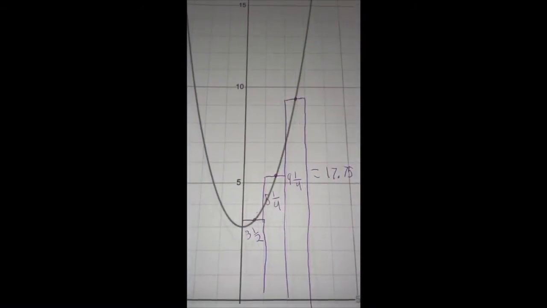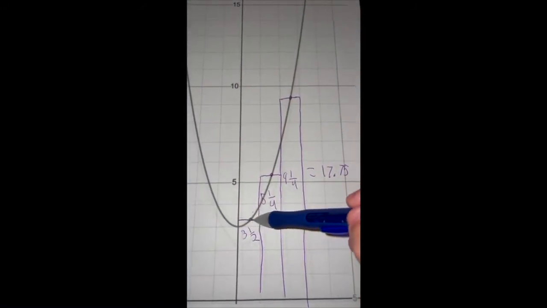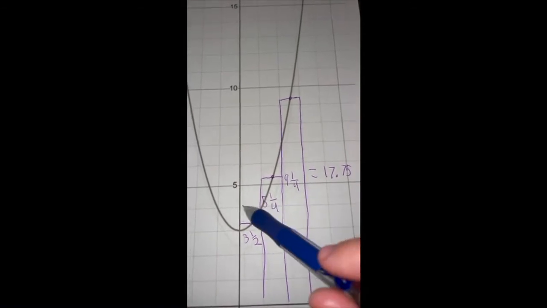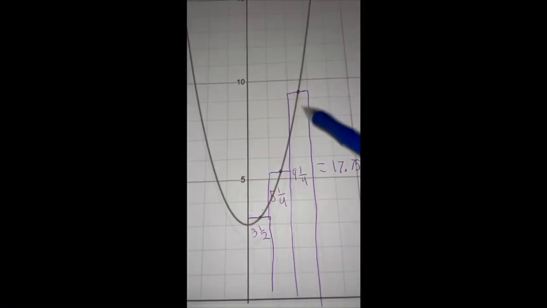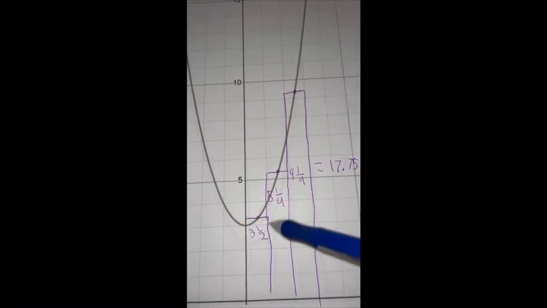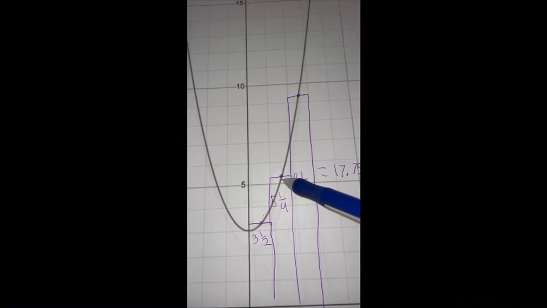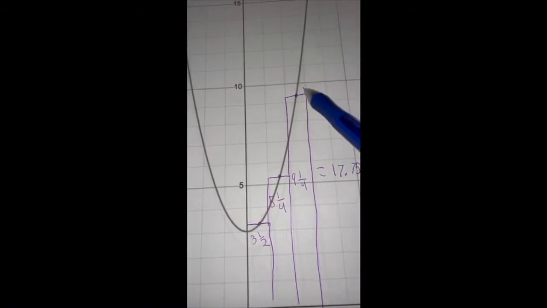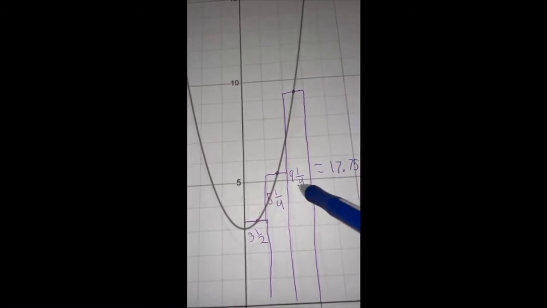So for a midpoint Riemann sum, we're going to be looking at the midpoint of each interval. So for us, it's going to be at 0.5, 1.5, and 2.5. So the value at 0.5 is 3 1/4. The value at 1.5 is 5 1/4. And the value at 2.5 is 9 1/4.